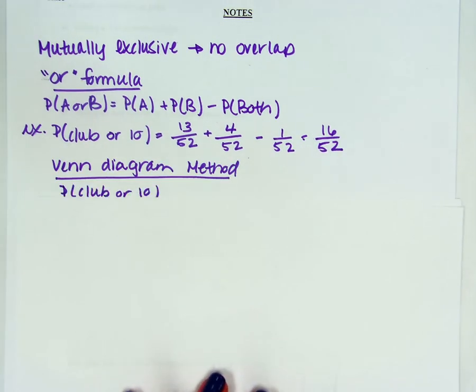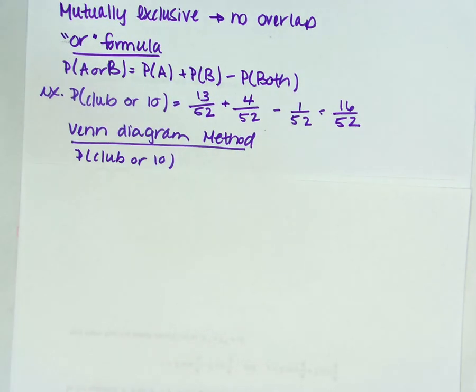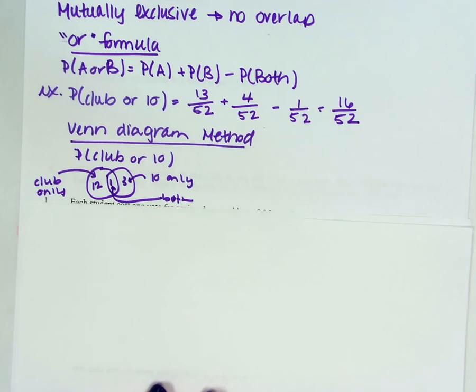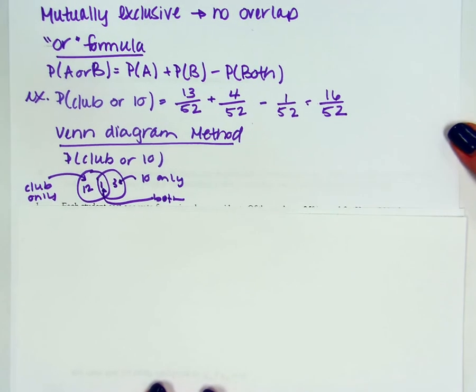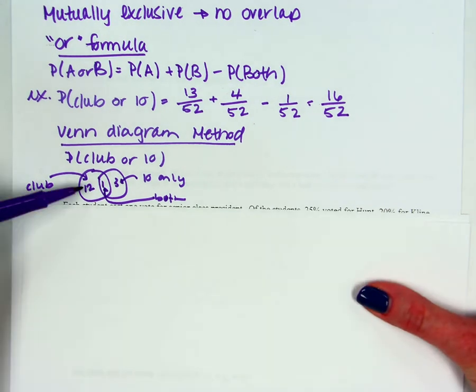And then the very last thing we're going to talk about today is the Venn diagram method. We're going to use kind of the same example that we just used, probability of club or 10. I think you guys are familiar with the Venn diagram from physics, so take a look at that. It's the overlapping circles. On the left, I have the probability of the club only. On the right, I have the probability of the 10 only. And in the middle, I have how many I have of both.